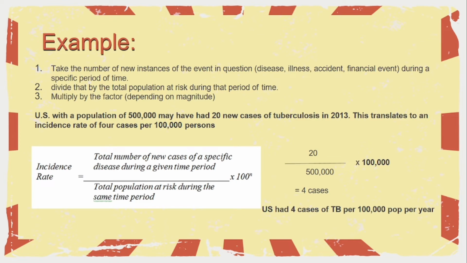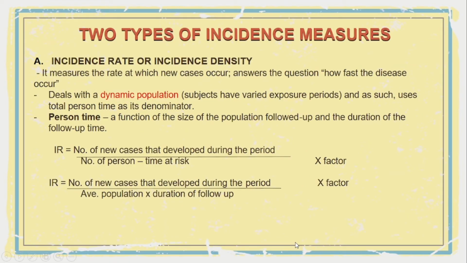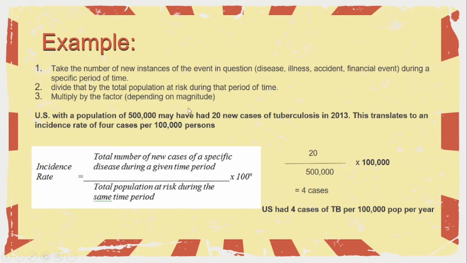For example, ang steps natin in getting your incidence rate, number 1, take the number of new instances of the event in question. Sino ba yung mga nakakuha ng disease, ng illness, ng accident? Sino ba yung nagkaroon ng financial event during a specified period of time? Yun yung first step natin. Second step natin is to divide by the total population at risk during that period of time. And then lastly, multiply mo siya sa factor.